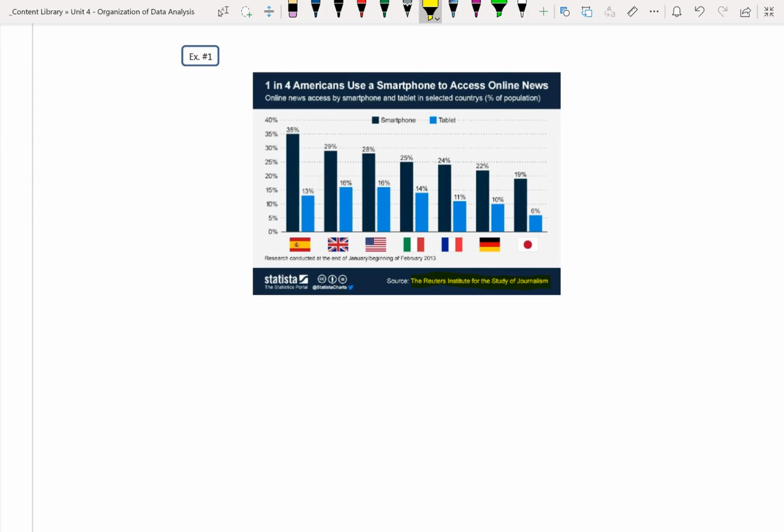We see tablet information, that's fine. We see when the research was conducted. It was conducted really only over a short period of time, which may have impacted it. Again, you could argue, well, we're looking at all these countries, so where's Canada? But again, you could argue that this is valid.